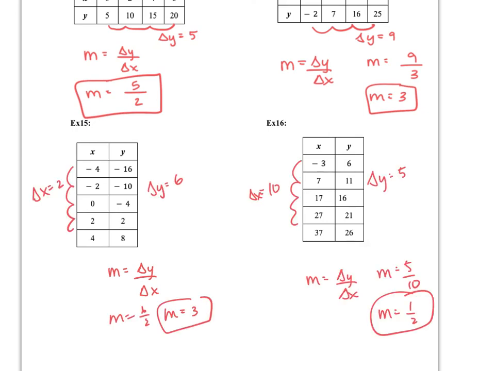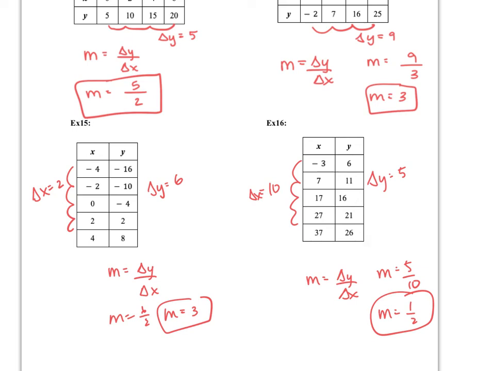So on example 15, x is going from -4 to -2 to 0 to 2 to 4. It's increasing by 2, and my y is increasing by 6. 6 over 2 would simplify to 3. On example 16, my x is changing by 10 each time. My y is changing by 5 each time. Change in y over change in x, which would simplify to 1/2.